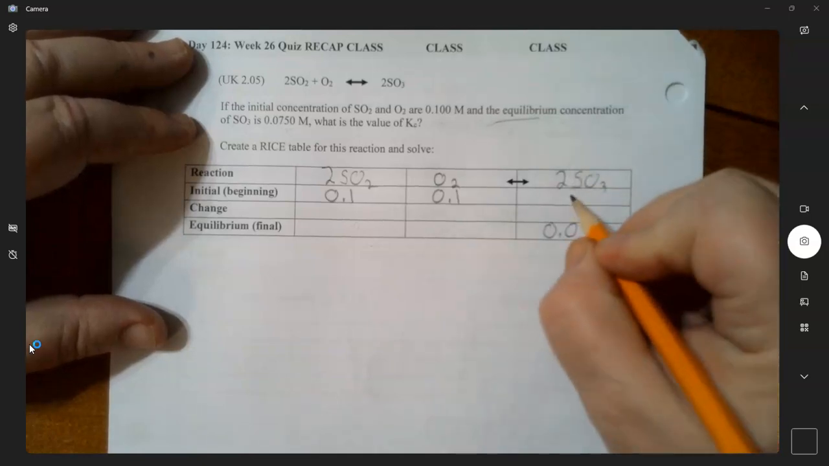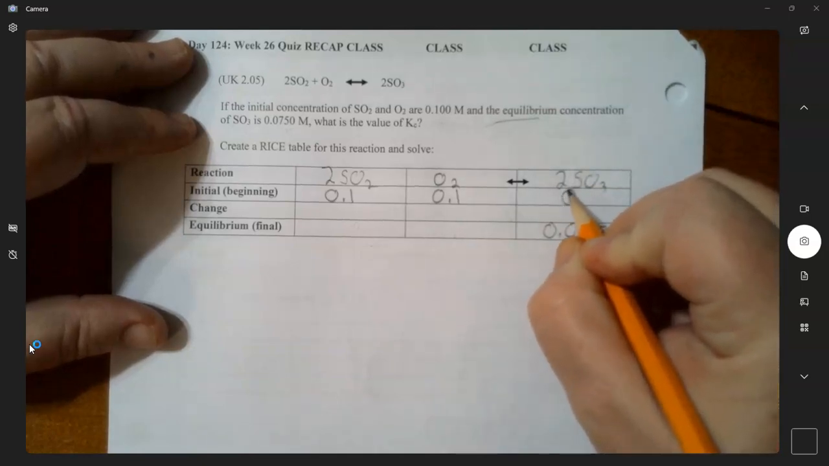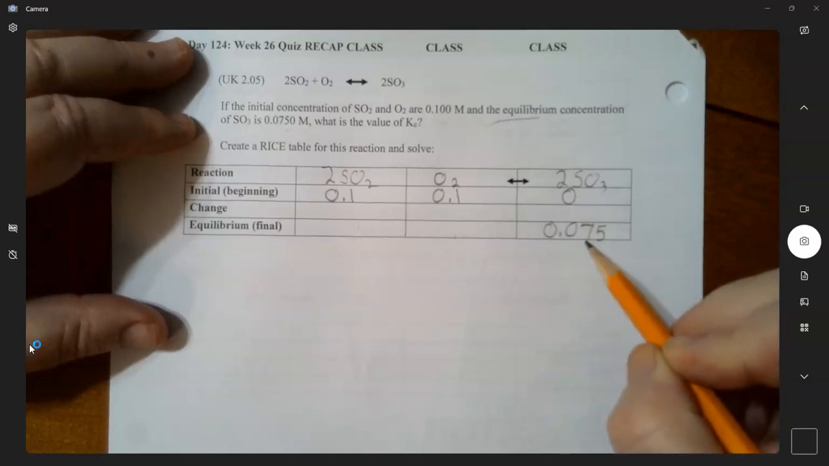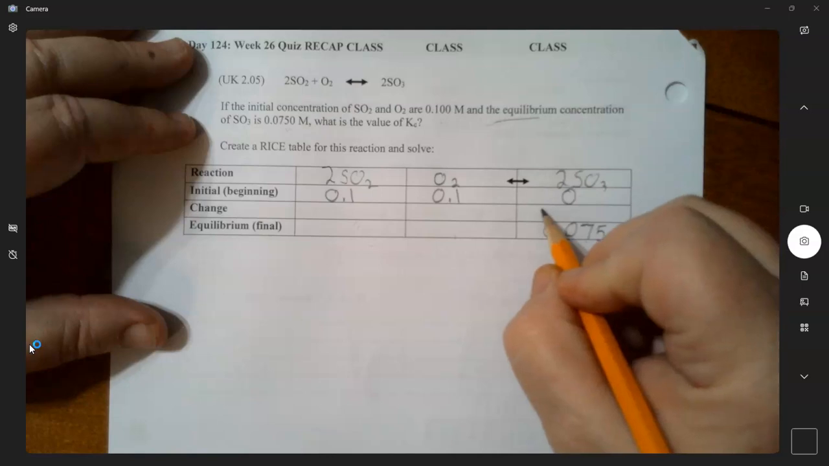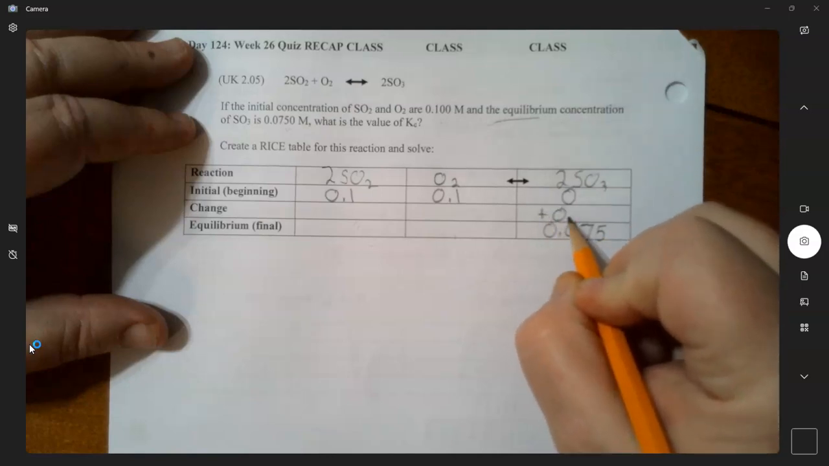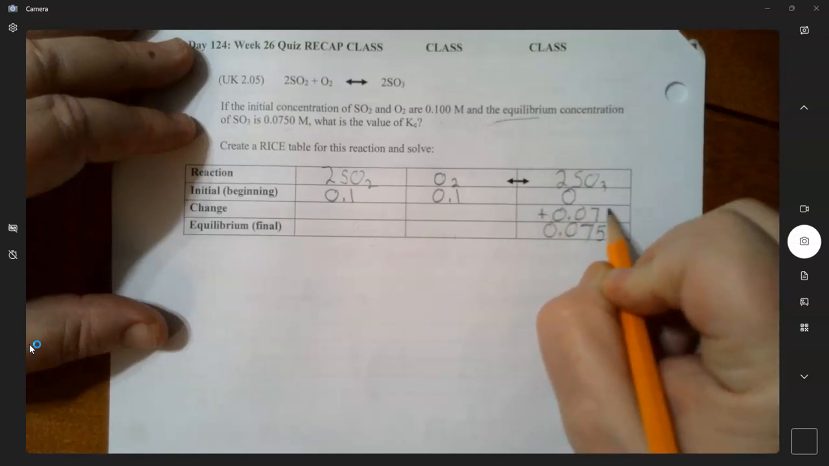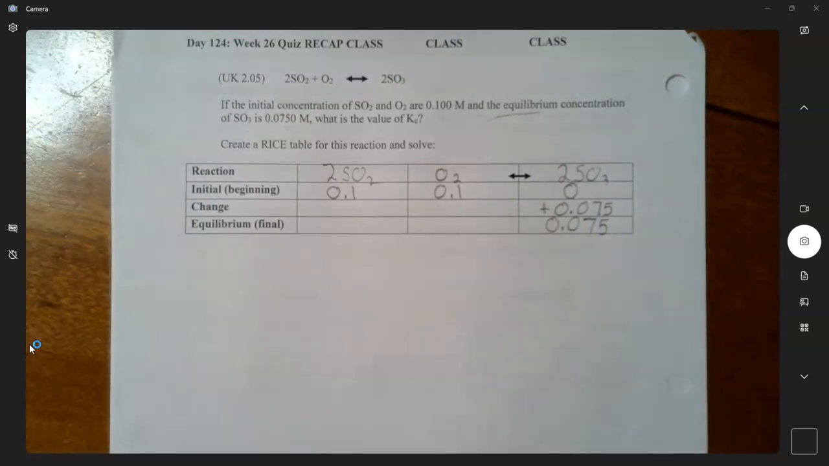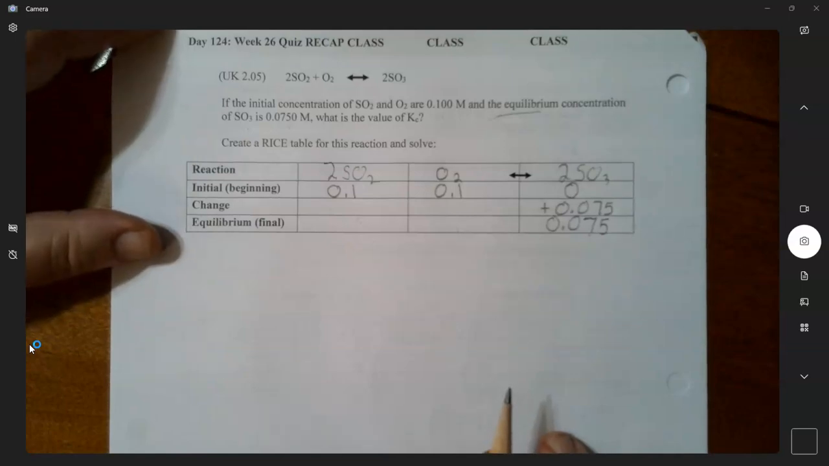So you've got to figure out how to fill in all these squares. So we start off, they didn't give us any initial concentration of SO3, so we're going to put 0. And if we start with 0 and we end up with 0.075, then this has to be plus 0.075. Okay, so I confused a lot of you by putting in x's, and you found that confusing. So let's just forget about x's. Let's just deal with the relationships.